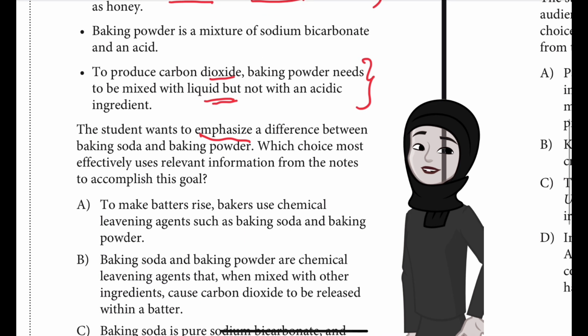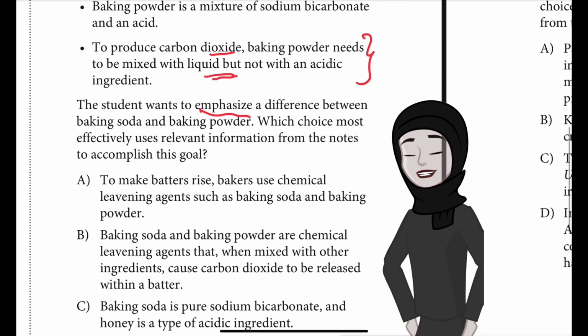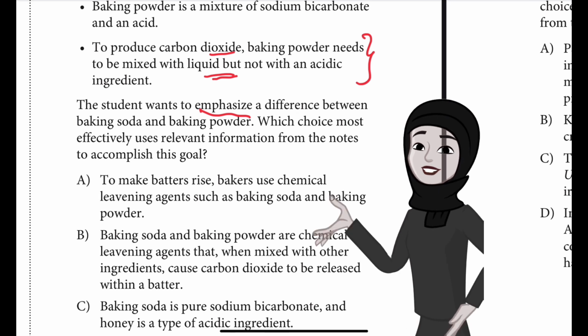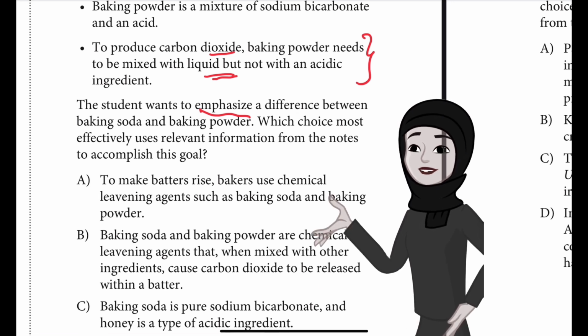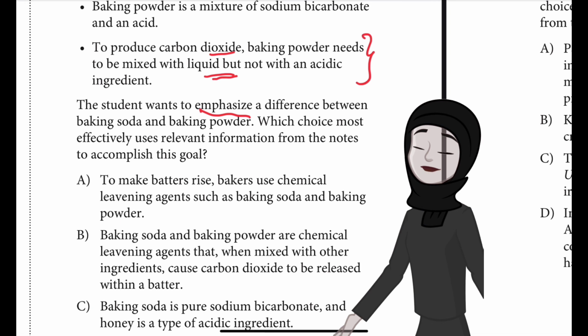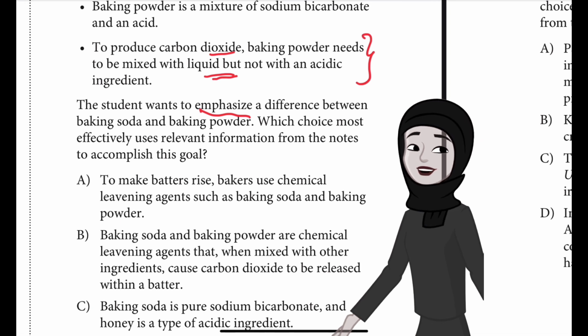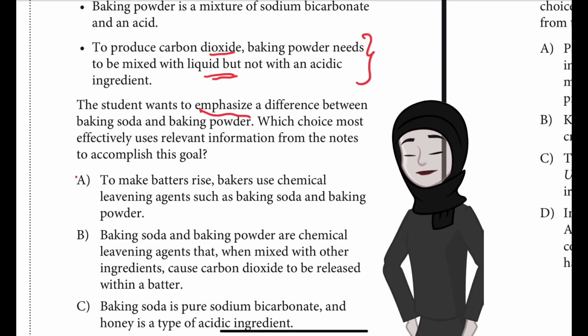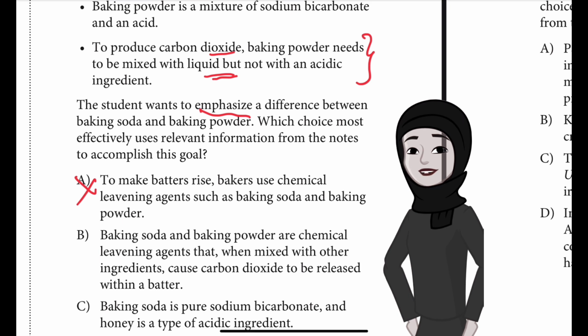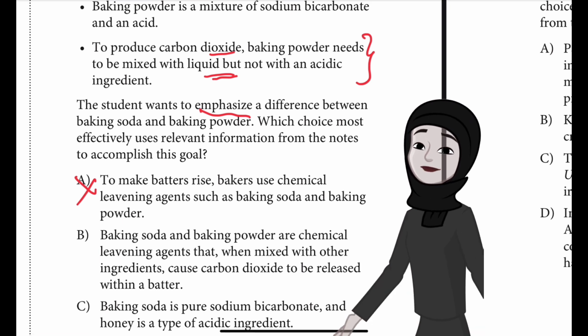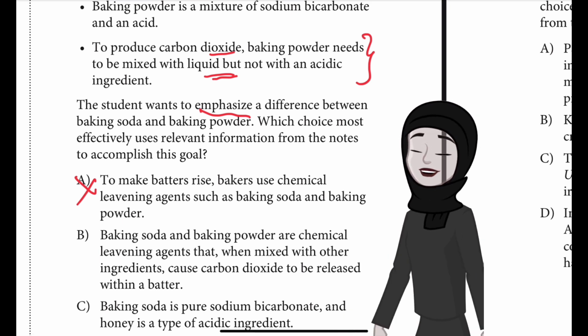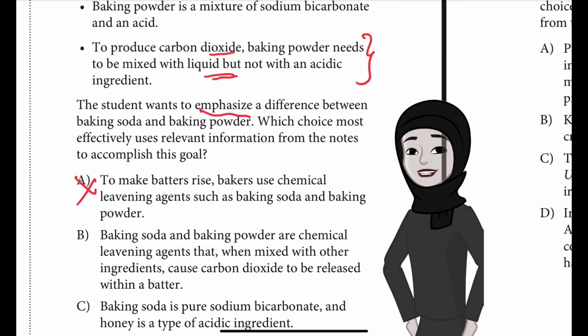So let's look at the answer choices. A. To make batters rise, bakers use chemical leavening agents such as baking soda and baking powder. So A is incorrect because this sentence is just focusing on what bakers use to make batters rise. It doesn't emphasize the difference between baking soda and baking powder, so that can't be.